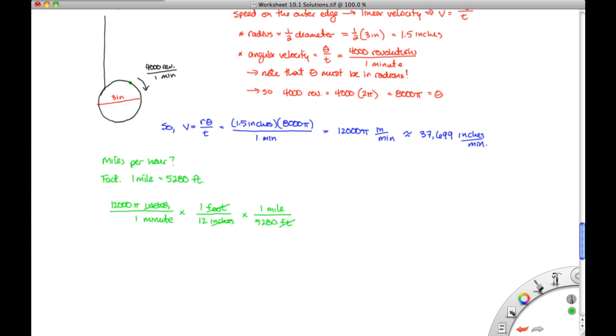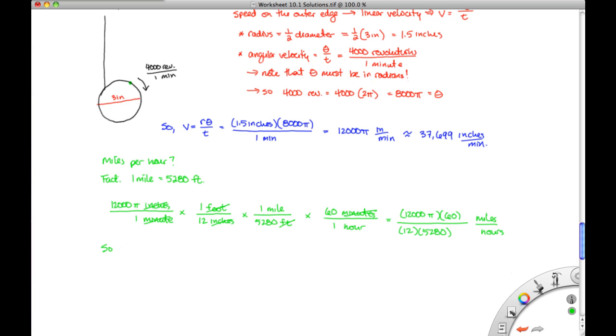The other thing we need to do is convert minutes into hours. So we know that we want the hours in the bottom, so there are 60 minutes in 1 hour. So we can cancel out the minutes unit, and now we've got our answer. So we just multiply everything in the top, multiply everything in the bottom, and we'll be good to go. So we've got 12,000 pi times 1 times 1 times 60, all over 1 times 12 times 5,280 times 1. And again, the unit up top is now miles, and the unit in the bottom is hours.